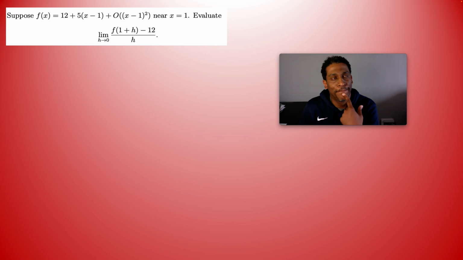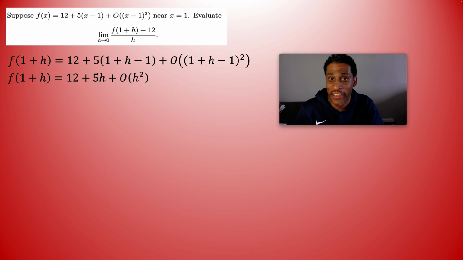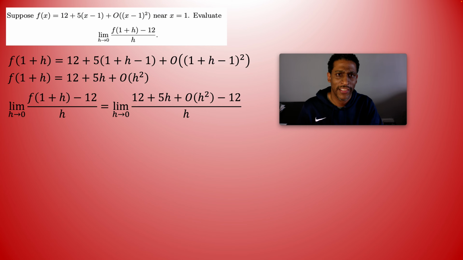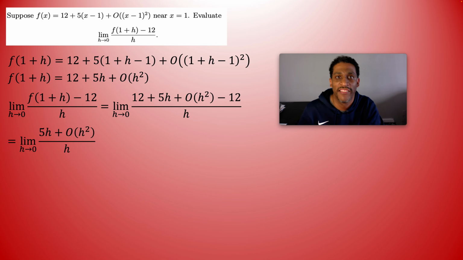Okay, so what is f of 1 plus h? Let's replace every x with 1 plus h. So when you have x minus 1 and you put in 1 plus h, the 1's cancel, and all those terms become just h's. So that's half the numerator. From that, you're supposed to subtract 12. Well, that's going to make that thing cancel. And then once you subtract the 12, you're left with something that all has h's in it.